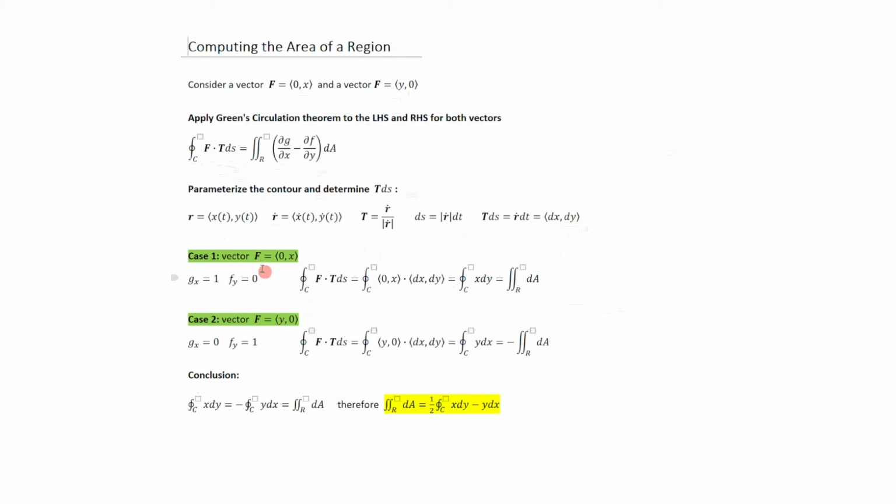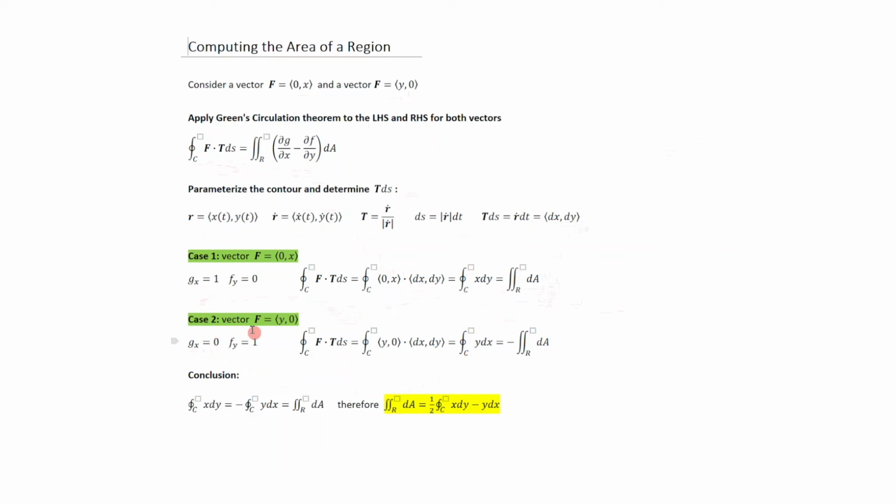First of all, consider the case when f is (0, x). In that case, if we take the derivative of g with respect to x, which is the y component, and the derivative of f with respect to y, which would be the x component, then for this case, ∂g/∂x equals 1 and ∂f/∂y equals 0. And so we just make the substitution, f is (0, x), dx, dy. In this case, we end up with the closed contour integral just being x dy on the left-hand side, but on the right-hand side, this just becomes the integral over the region. So this is more or less the area.